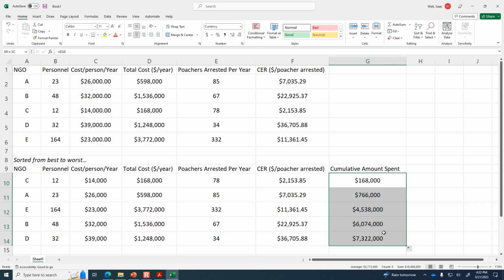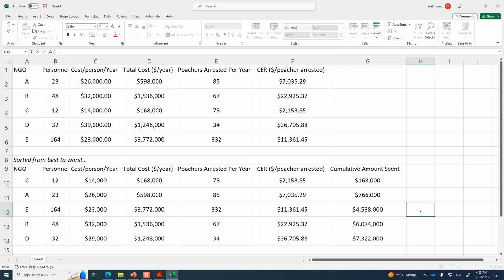So these are the cumulative amounts, and in this problem we're told that the budget limit is how much? I think 5 million per year. 5 million. Okay, so that means that we can do C, A, and E because the total cost of those three organizations would be 4.5 million. But we cannot afford to fully fund B or D because that would take us over the limit. So the answer then is we should fund C, A, and E.